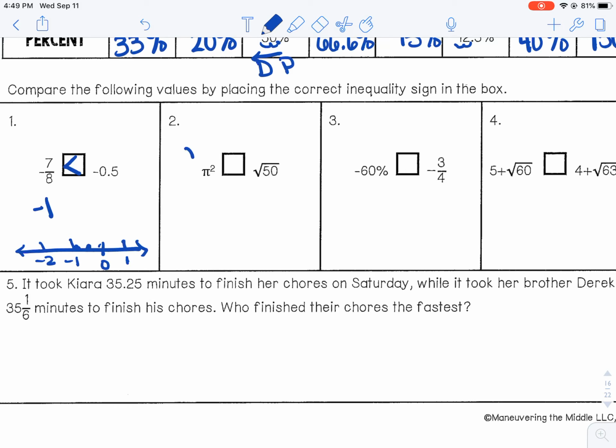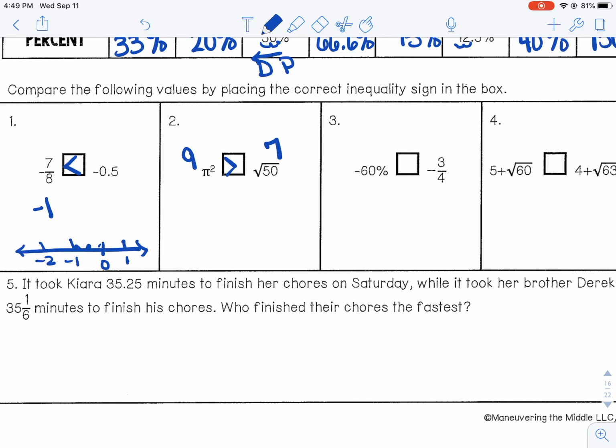Approximately 9. Okay, and the square root of 50 is very close to the perfect square of 49. And the square root of 49 is 7. So basically what we're doing is we're comparing 9 to 7. Which one's greater? 9 or our pi squared.